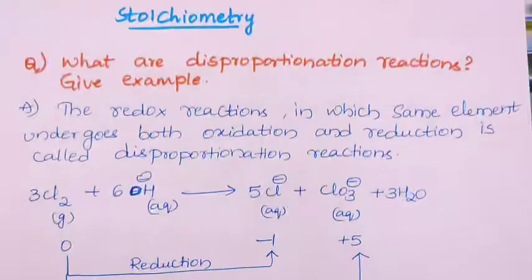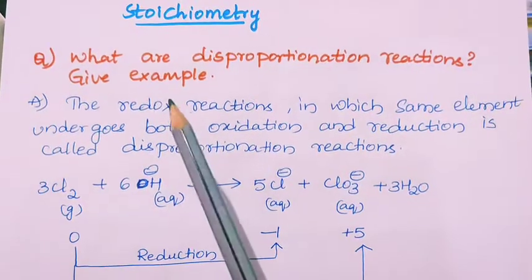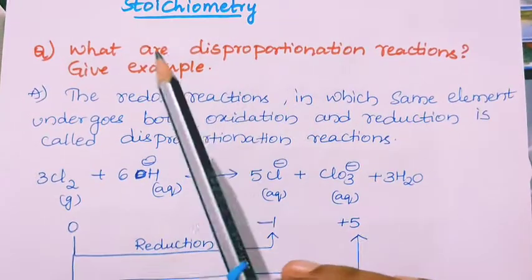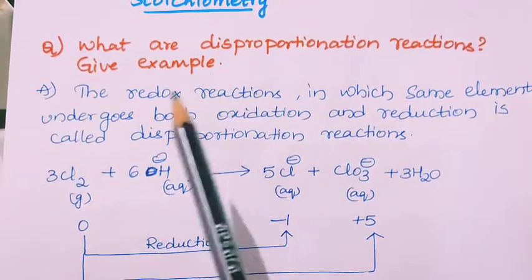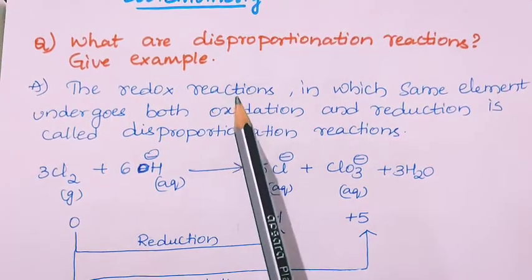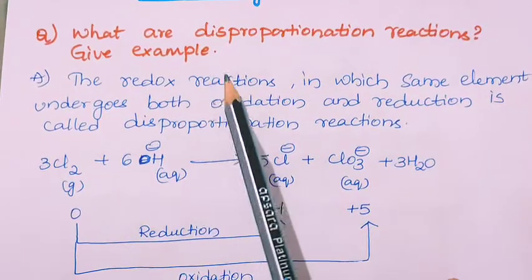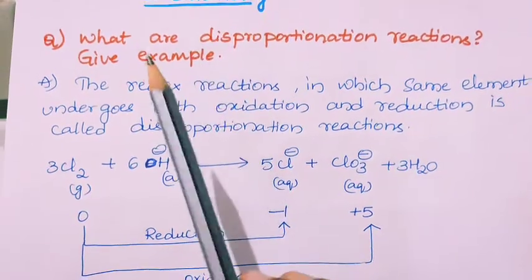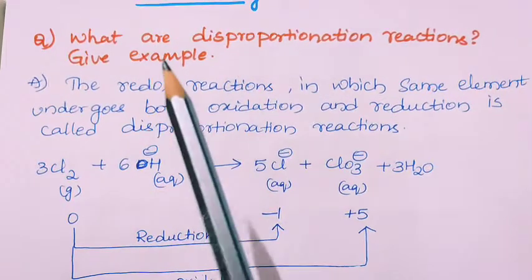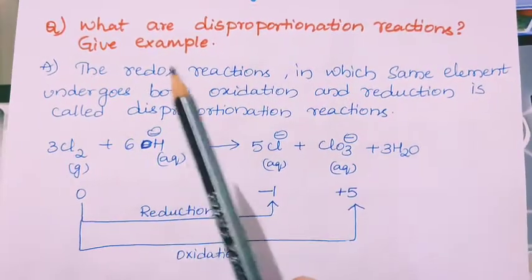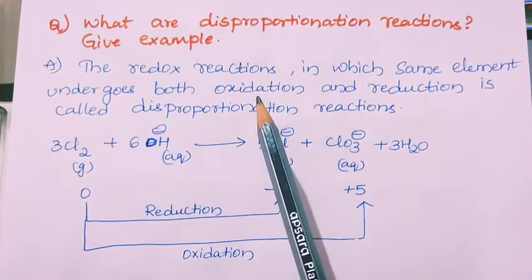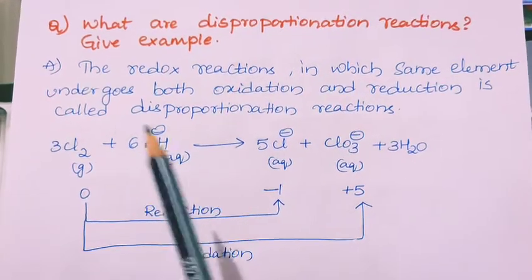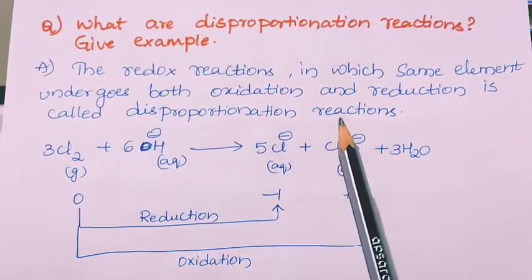Next short answer question from stoichiometry. What are disproportionation reactions? Give one example. A redox reaction means a reaction where oxidation and reduction take place within the same reaction. The redox reaction in which the same element undergoes both oxidation and reduction is called a disproportionation reaction.